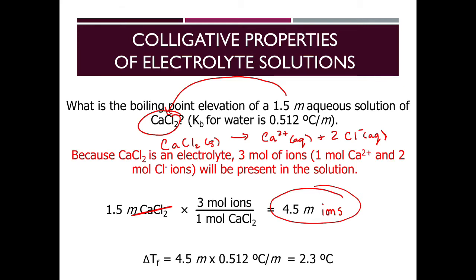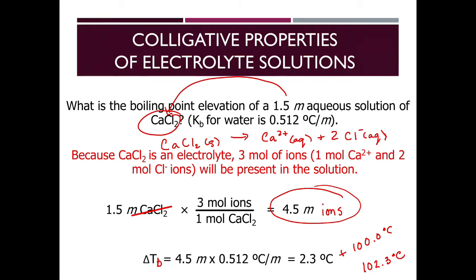Boiling point. This should be change in boiling point. Multiply by the Kb value, we'll get 2.3 degrees Celsius. And then again, you can add that to 100 and say, okay, it's going to boil at 102.3 degrees Celsius. That would be our new boiling point of our solution.